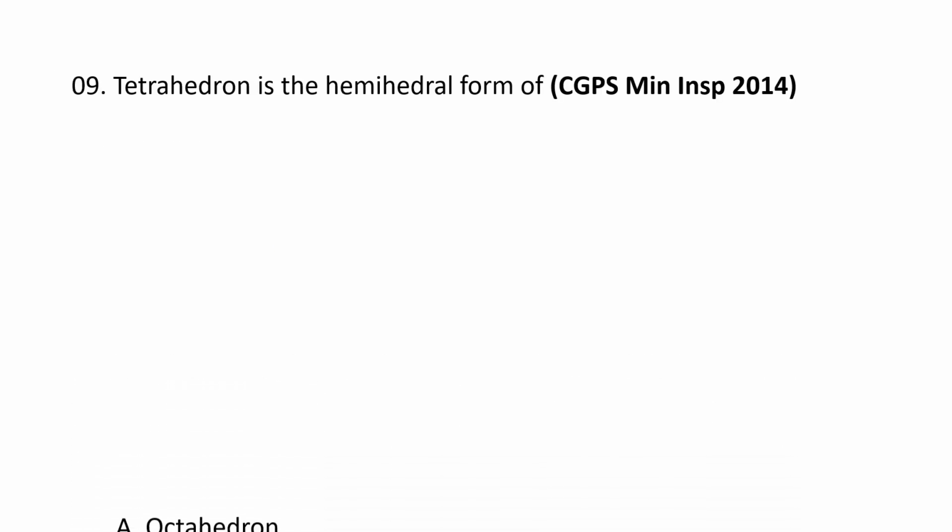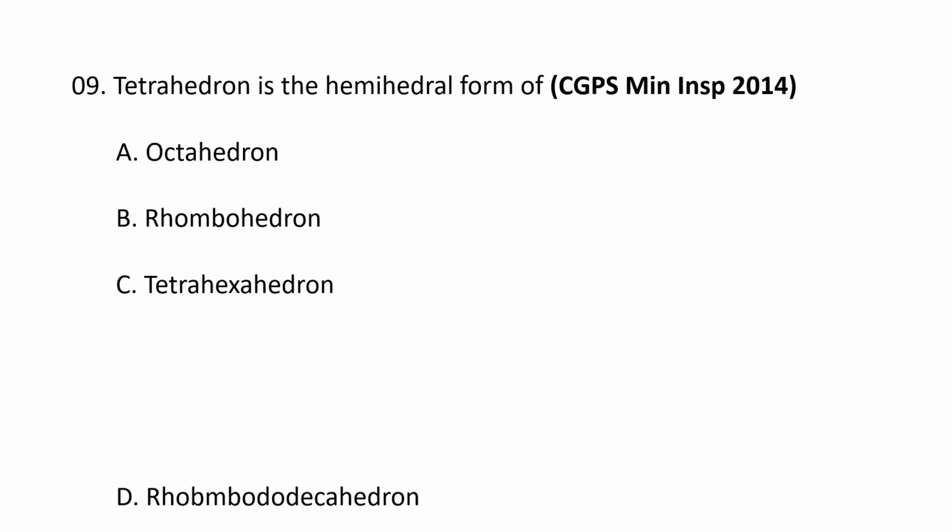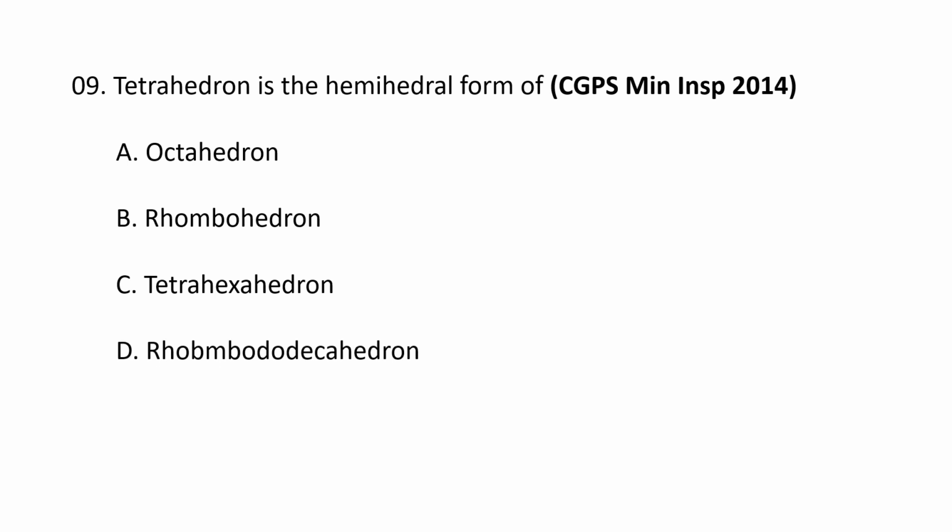Next question. Tetrahedron is the hemihedral form of A. Octahedron, B. Rhombohedron, C. Tetrahexahedron, D. Rhombic dodecahedron. Tetrahedron is the hemihedral form of octahedron. A is the correct option.